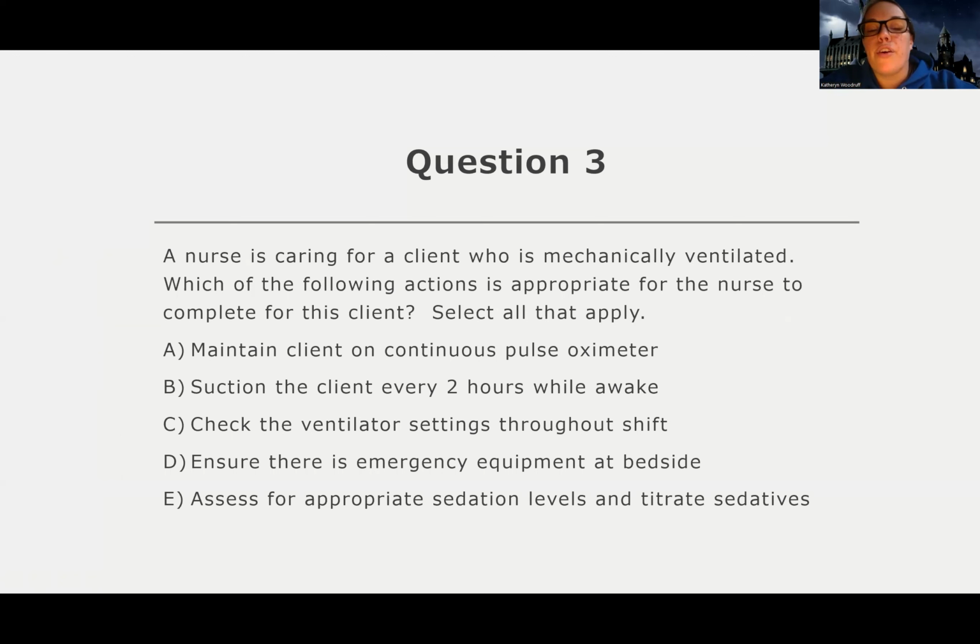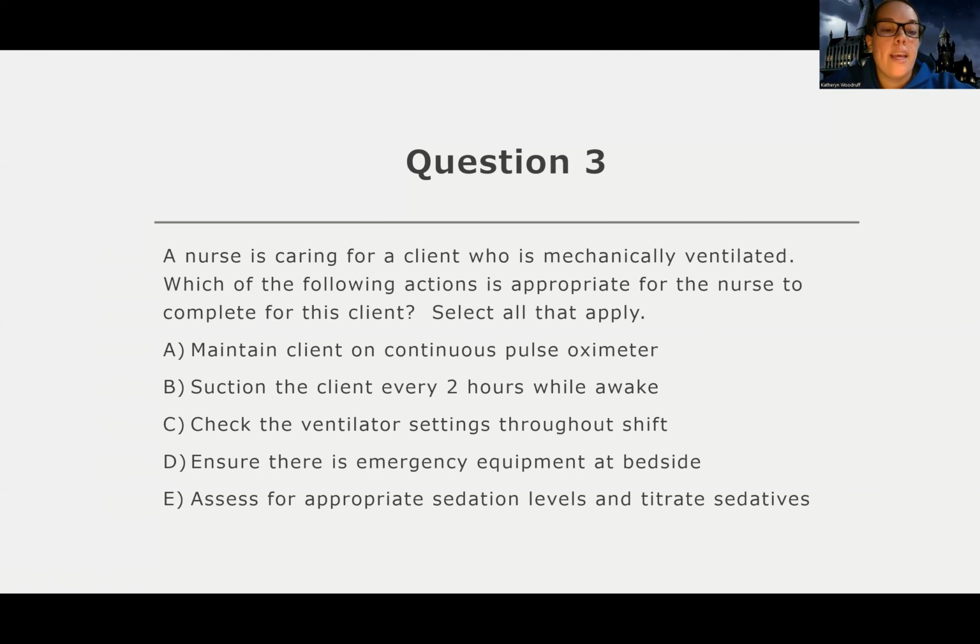So they're looking for my knowledge of how to complete tasks and other things. It could say what's appropriate, not appropriate. Most of the time they're not priority questions. It's possible they can be, but most of the time they are just straight up knowledge questions. So let's go down and see what we know about care for a mechanically ventilated patient.